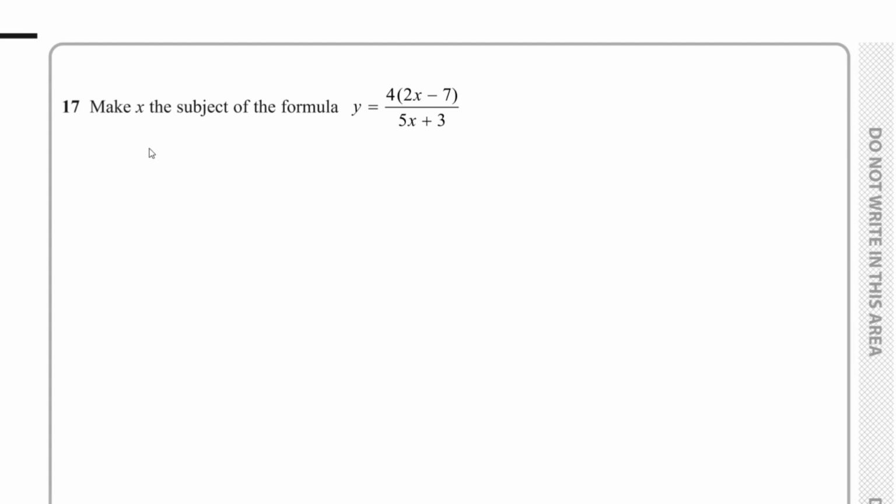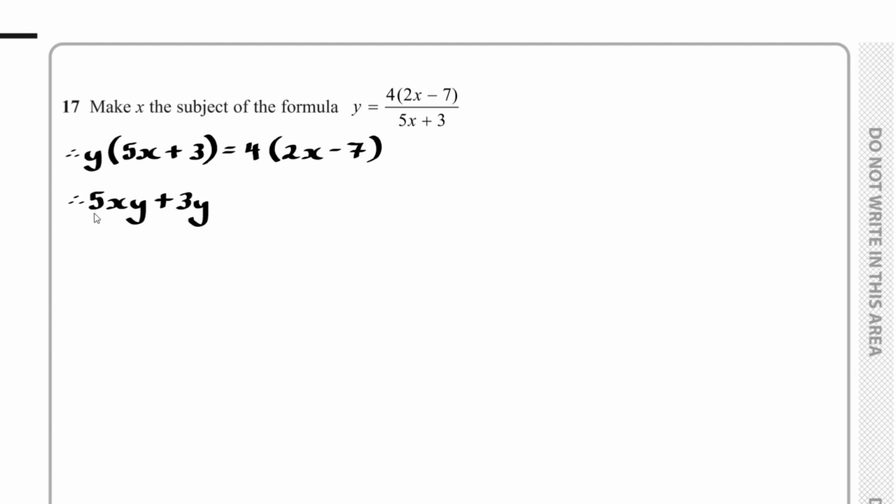Question number 17. We have to make x the subject of the formula y equals 4 multiplied by 2x minus 7 over 5x plus 3. Our first step is to multiply both sides by 5x plus 3. So we have y multiplied by 5x plus 3, which is equal to 4 multiplied by 2x minus 7. If we expand the brackets, on the left hand side we have 5xy plus 3y, and on the right hand side we have 8x subtract 28. Our next step is to factor.